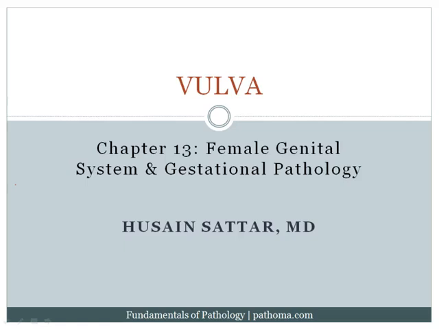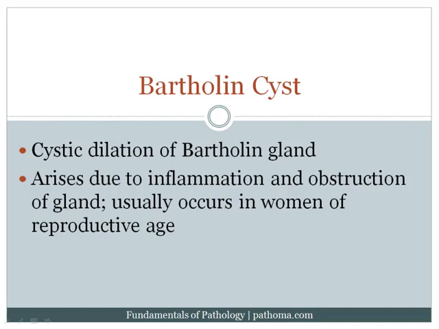So let's begin with the vulva. The vulva, you're well aware, represents the skin and the mucosa of the female genitalia that's external to the hymen. It includes things like the labia majora, labia minora, the vestibule, etc. It's important to note that it's lined by squamous epithelium, and that'll come into play a little later in our discussions. Now, the very first lesion that we're going to discuss is called a Bartholin cyst.